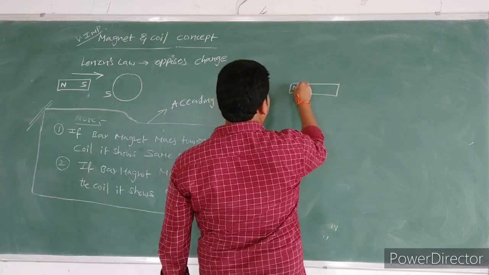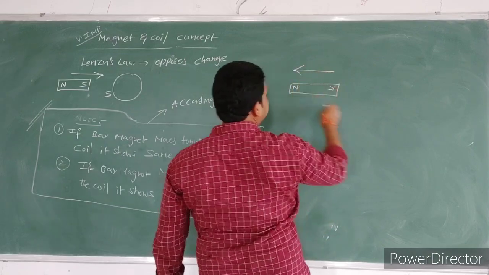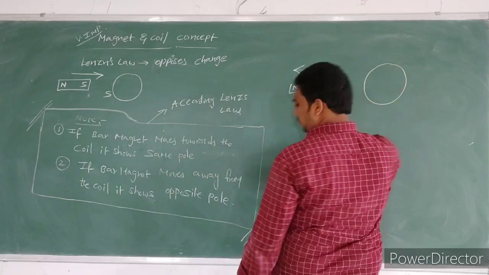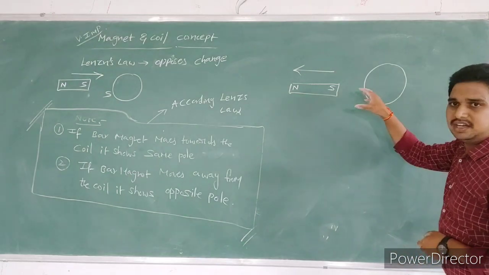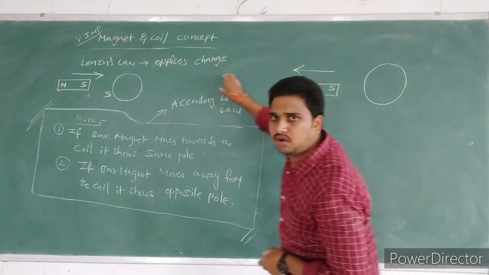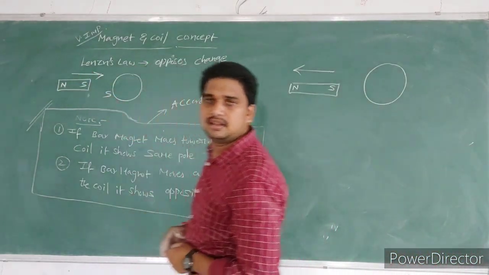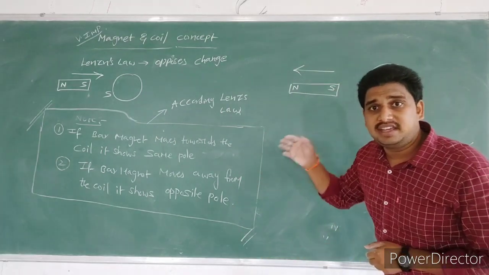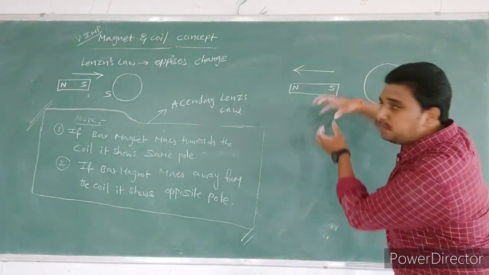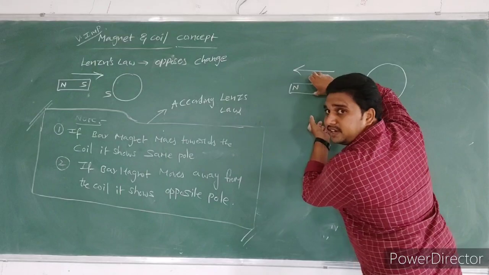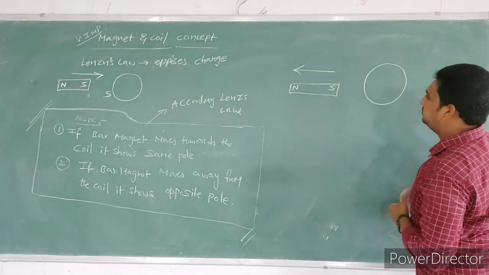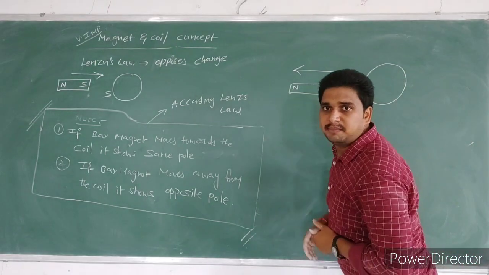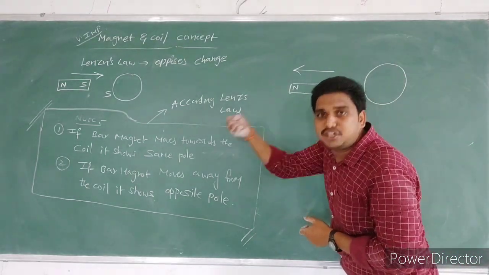Now this is a north pole. Here it is the south pole. It is moving away. How is Lenz's law acting here? Generally, the bar magnet is moving away from the coil. How is Lenz's law applied here? It brings this bar magnet towards the coil. It will act in the opposite direction. The bar magnet moves away, but Lenz's law pulls the bar magnet towards.